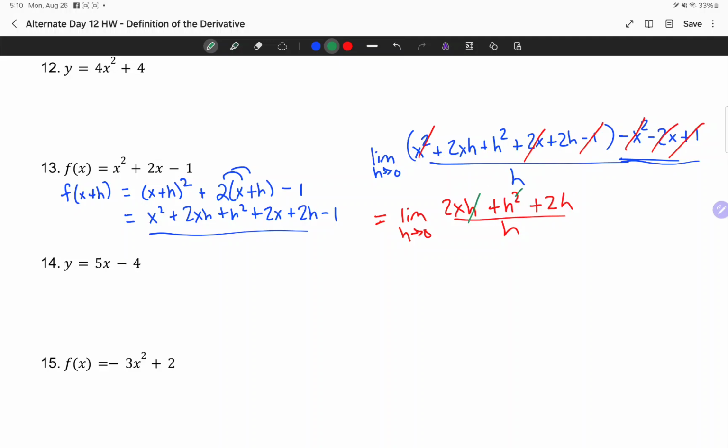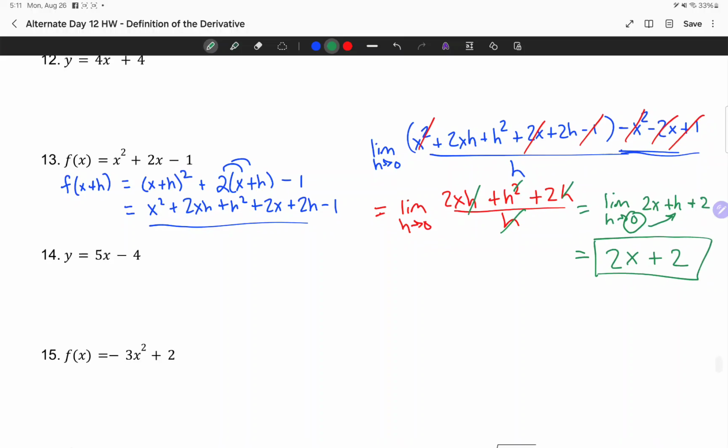Anywhere I see an h, I can cancel it out since it's in every single term, which is the limit as h approaches 0 of 2x plus h plus 2. Now we're going to take the h, plug in 0, and that gives us 2x plus 0 plus 2, which is 2x plus 2. That's our answer.